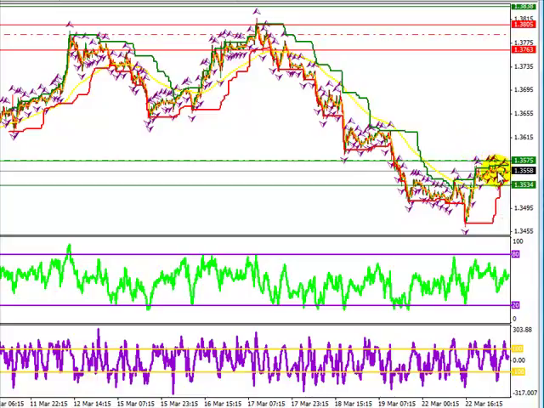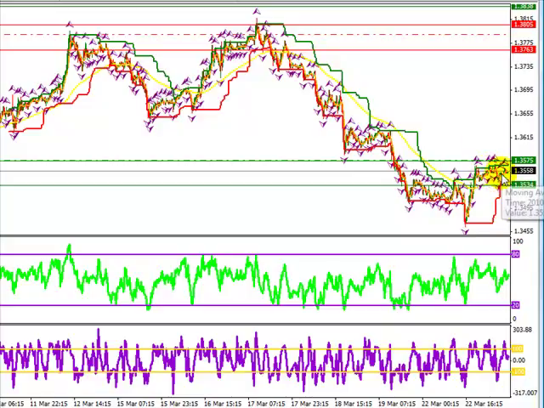So my system is telling me that euro dollar has a good chance to go long here. Now notice I don't say it is going to go long. I said it has a good chance to go long. Always make sure to say that something has a chance to. Don't say it is going to, because that's a false statement. We don't know what it's going to do.